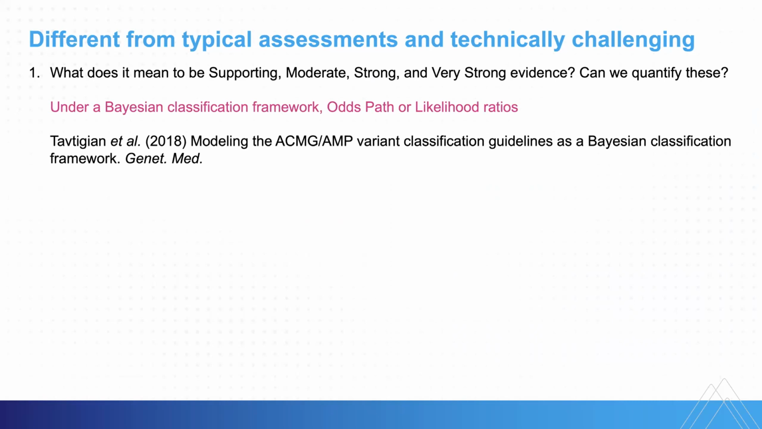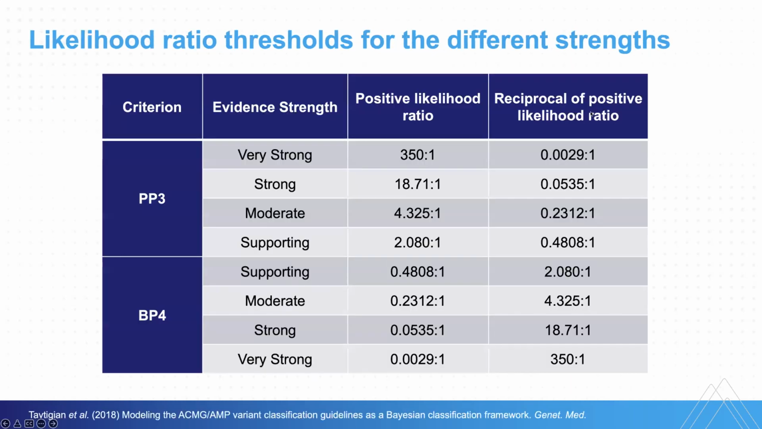And odds of pathogenicity and likelihood ratios, in general, are very routine and commonplace in diagnostic testing, and to a certain extent in machine learning. So there's a nice one-to-one correspondence between how one would typically evaluate methods and this particular term here. So again, without going into the details, we have a way to map these 4 strengths for pathogenicity and 4 strengths for benignity to some numerical value, the likelihood ratios here: 350, 18.7, 4.3, and 2.08.